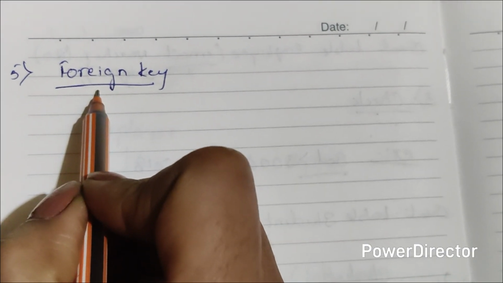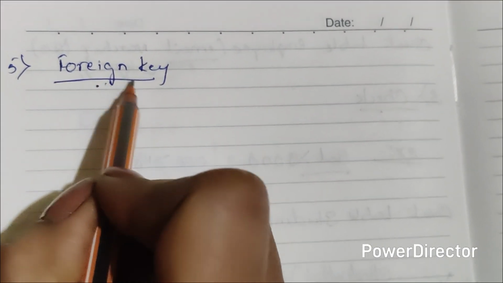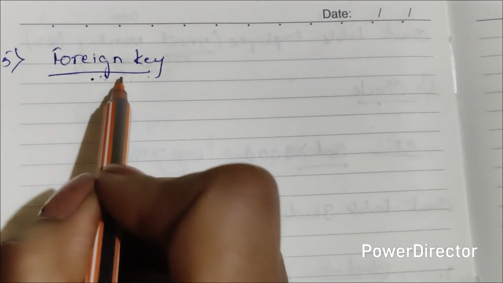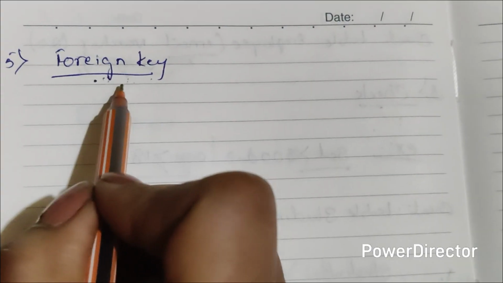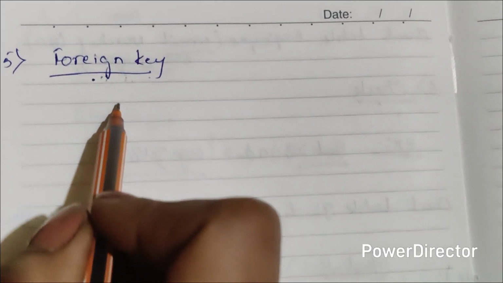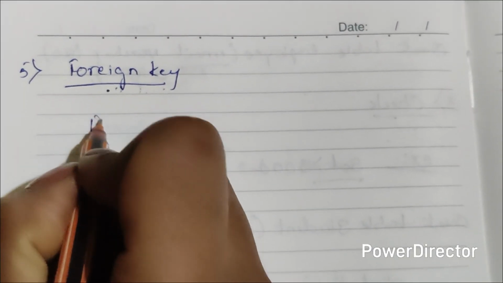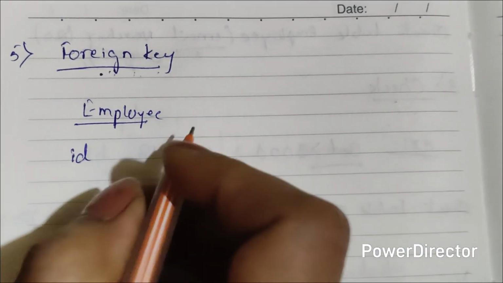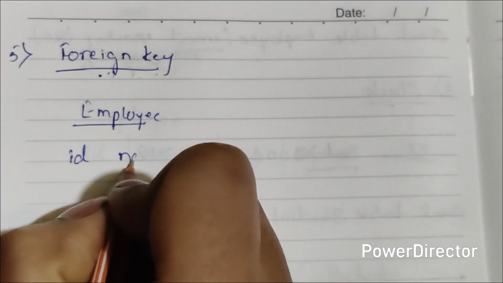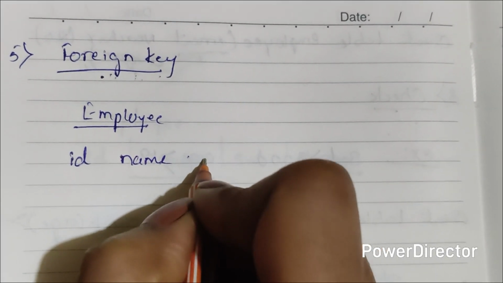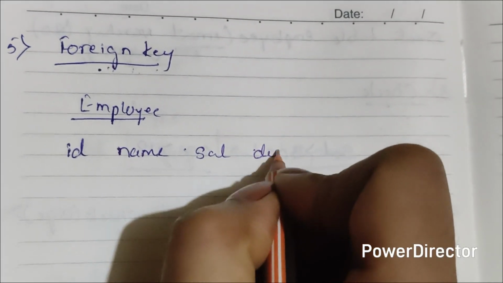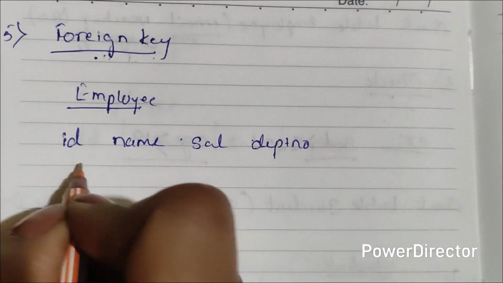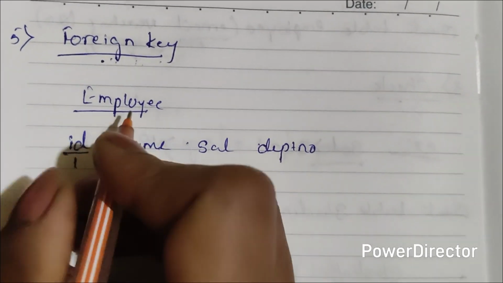So next one is foreign key. Foreign key is a referential integrity constraint. This constraint is used to create the relationship between two tables. So for example, I will create one table, employee. Here I will write the attributes employee ID, employee name, employee salary and department number, which tells which department number this particular employee belongs to. So I will be making employee ID as a primary key.